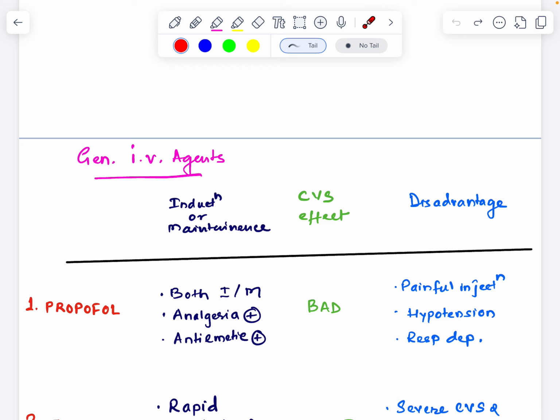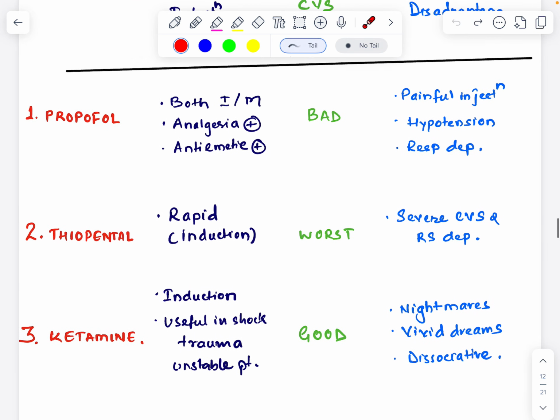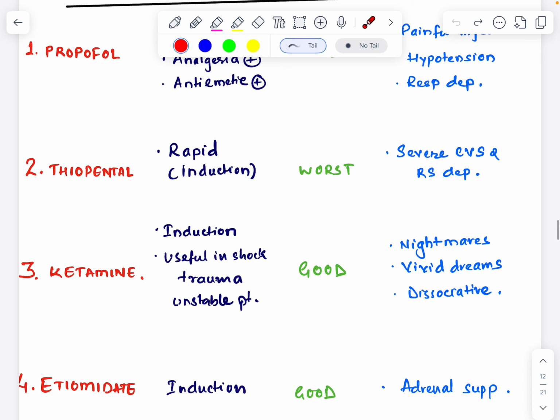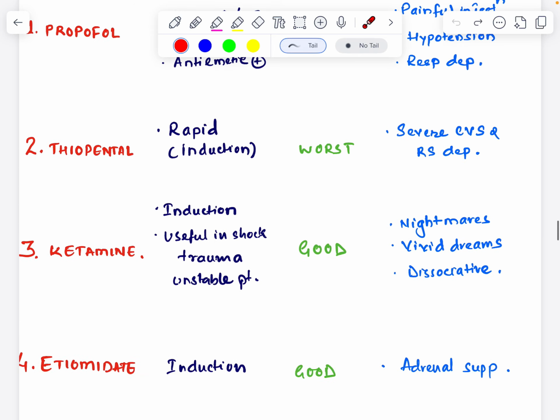General IV agents, for induction or maintenance. What are the cardiovascular effects and what are the disadvantages? Propofol is bad for cardiovascular effect, and it is painful on injection. It has good antiemetic property. Thiopental gives rapid induction, worst for cardiovascular. Ketamine induction is useful in shock, trauma, unstable patients, good. Etomidate for induction, good for cardiovascular.